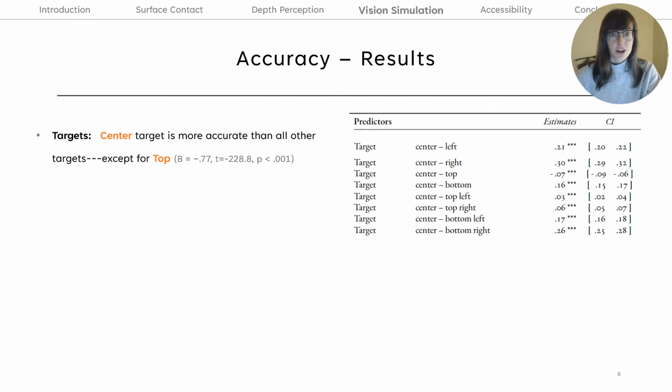How about our targets? Well, it's well documented that with display-based eye trackers, generally, accuracy and precision decrease as gaze eccentricity increases from the center of the screen.